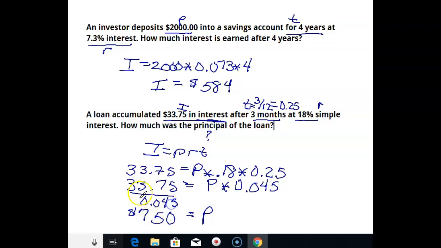And I get the principal amount of the loan to be $750. Hopefully these are pretty straightforward and simple problems for simple interest, and this is what you are going to have to do for your assignment. Good luck.